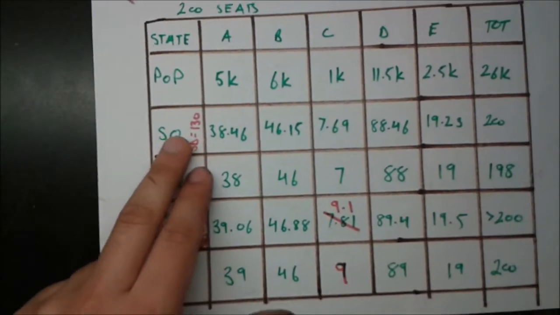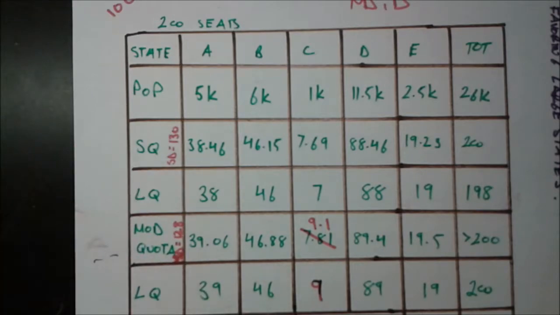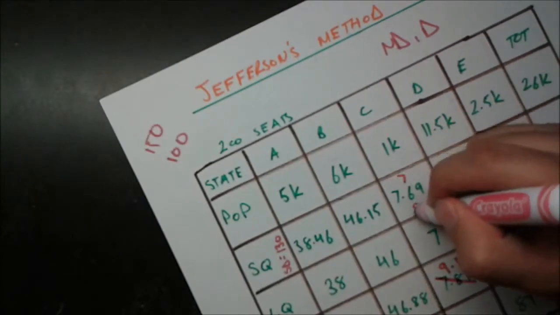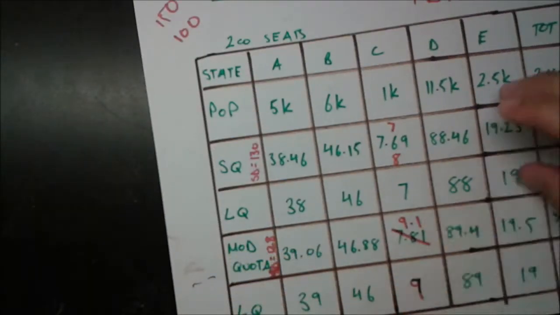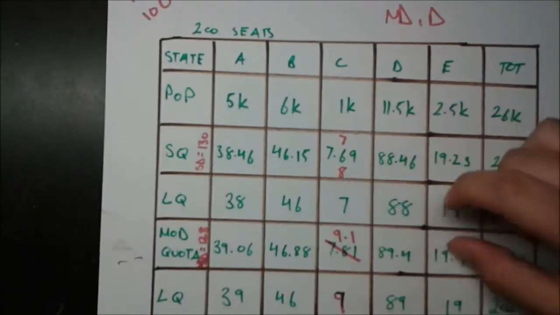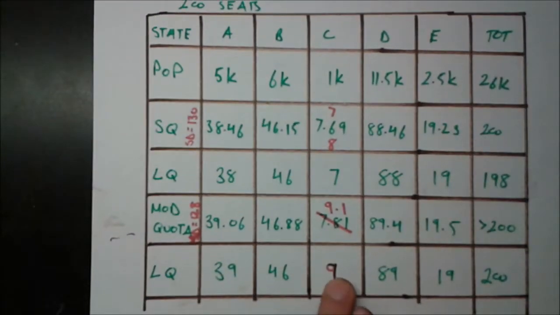But what's the standard quotient? Remember, the quota rule has to do with standard quotients. The standard quotient is 7.69, which means the lower quotient is 7 and the upper quotient is 8. So the quota rule says that state C should get between 7 and 8 seats, so either 7 or 8. But we see that under Jefferson's method, they got 9.